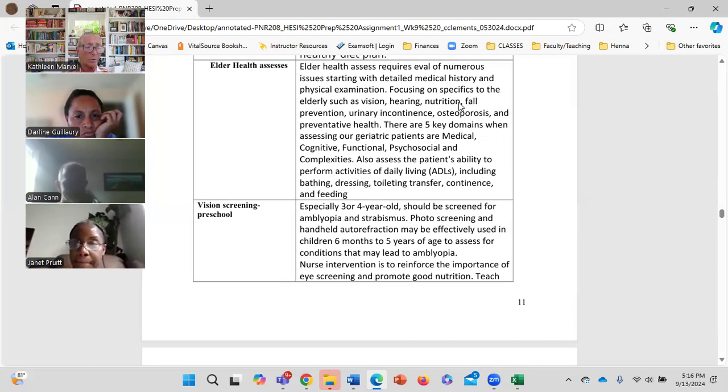Yes, would it be wonderful to be able to focus all our time on primary prevention to try and keep a community healthy? Of course, but that's not reality, right? Think of clinical judgment with vision screening in the preschool.